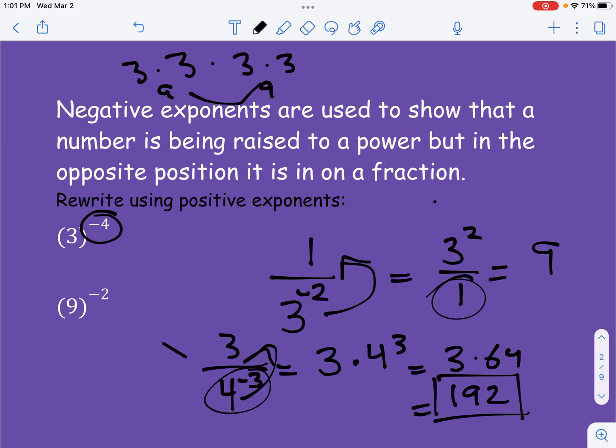Right? So you will see some problems like that, and quite a few actually, where they put negative exponents on terms that are in the denominator. And what that means is they move up to the numerator then. So it's going to go to the opposite position that it's in. So if it's in the numerator, it's going to the denominator. If it's in the denominator, it's going to the numerator. All right, so I hope that makes a little bit of sense. That's going to inform everything that we're going to do moving on.